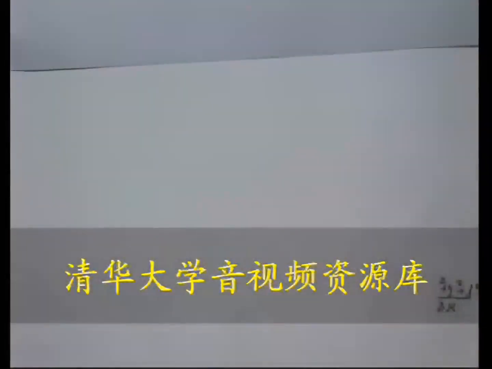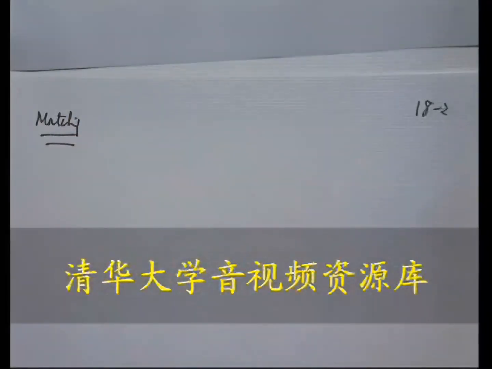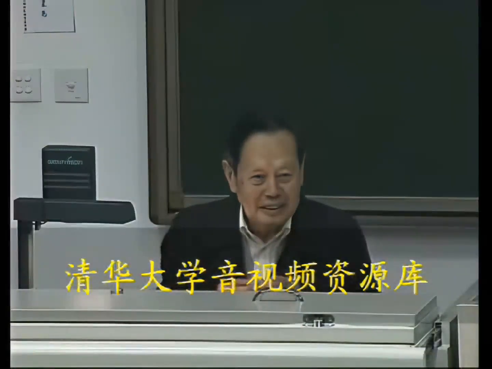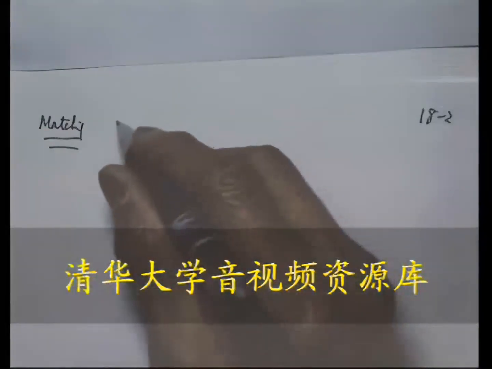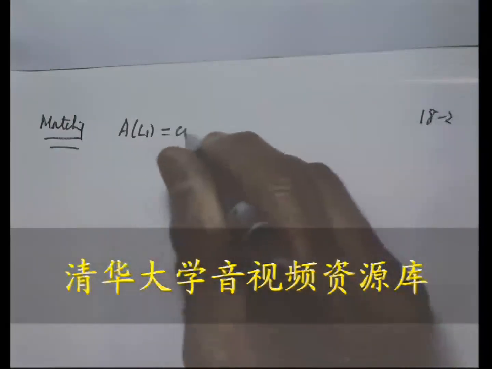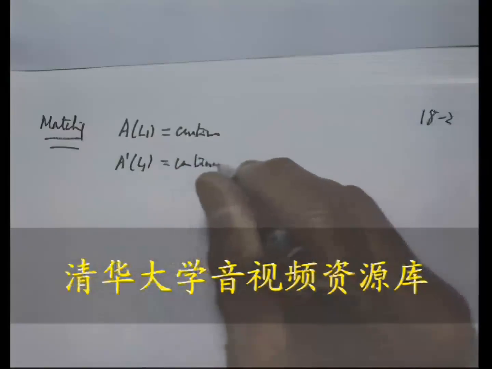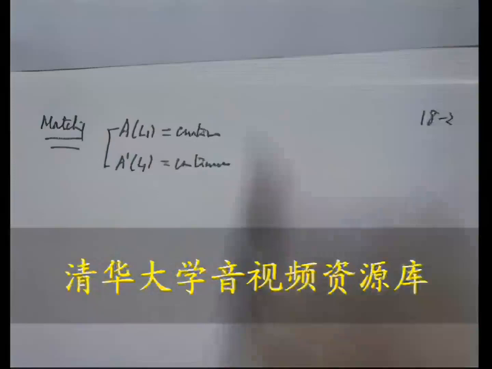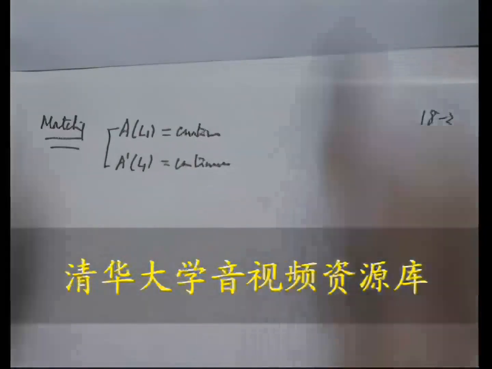Now we do matching. Matching 就是接轨，不是 match 是配对。是要在 L1 的地方，要 A of L1 等于 continuous。A prime of L1 等于 continuous。因为现在有一个 L1 for x less than L1 and x greater than L1, we have two different. We should make this equal to.